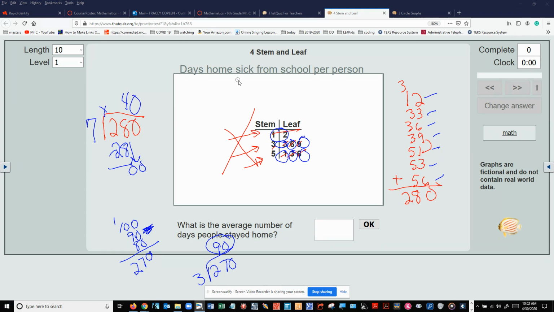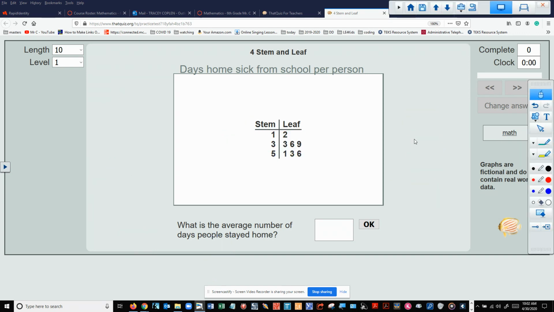So the days homesick from school per person on this list was 40. That is huge. I think those people need to have a doctor or something because that's just ridiculous. Anyway, let's go ahead and put that on there. 40. Move on to the next one.